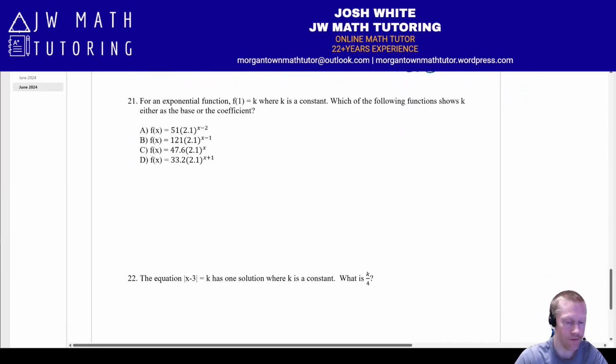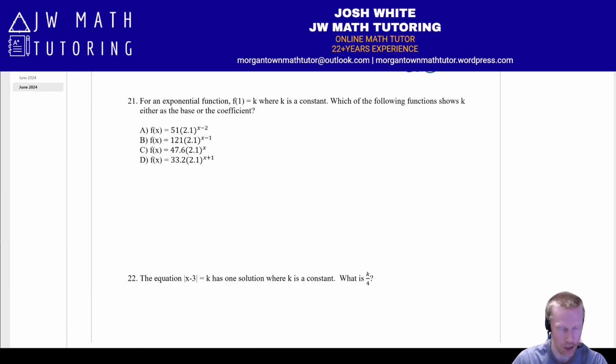All right, next up we have an exponential function dealing with a coefficient. Basically, you have a function, you plug in 1 to the function, and you get some answer. They want to know for which of these functions you see that answer either as a base or as the coefficient. I will tell you right off the bat, the answer is going to be letter B.